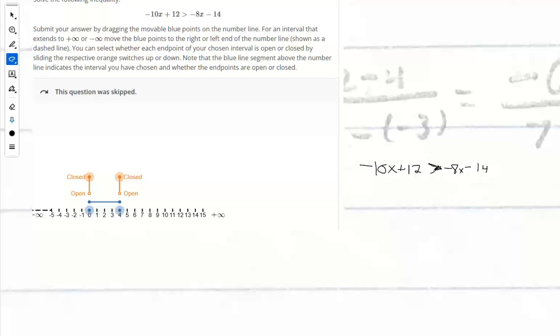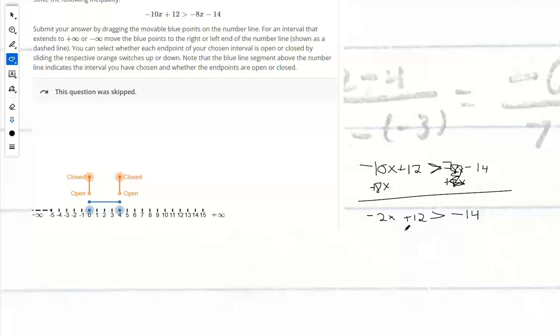Okay, so here's the inequality symbol. Treat that like the equals. You want to add that 8x to both sides to make it disappear on the right, I should say. That's gone. So negative 10x plus 8x makes negative 2x. And then we got plus 12, greater than symbol, and then we still had a minus 14 over here.